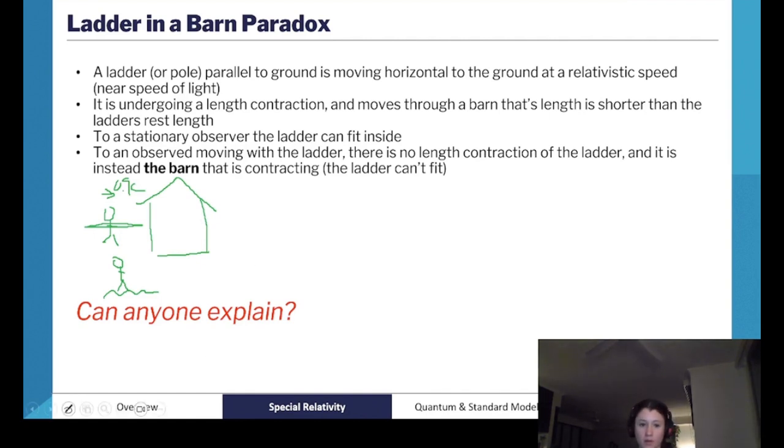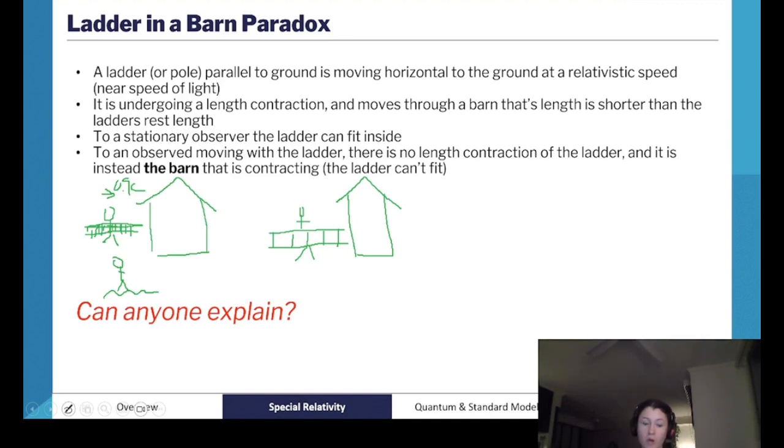However, in the person who's running's perspective, what they see is the barn contracting and their ladder being the same length. I'll just quickly draw. See the rungs are close together here, but for the person running, what they're seeing is the ladder not contracted, and they're seeing the barn being contracted. Right?